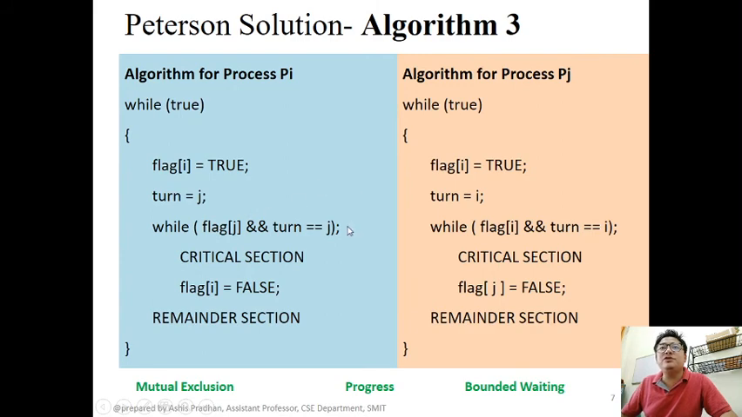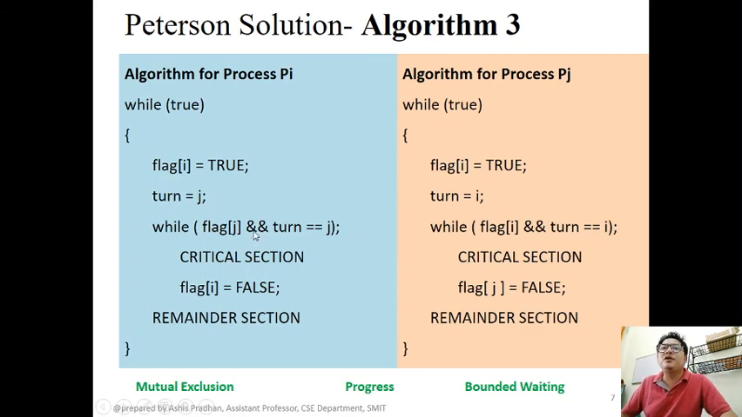If both conditions are true, then pi will be in a spin lock, right? So you have to read this while loop in this way: if pj is interested and it is pj's turn, then I will wait, I will be in a spin lock. Okay, so at the time when pi is in spin lock and pj is checking, let us check whether it is satisfying the criteria or not.